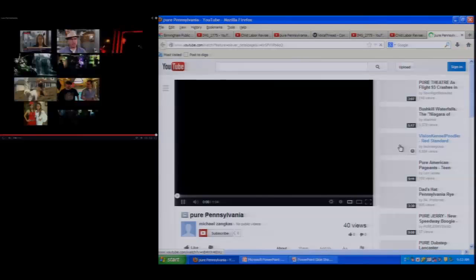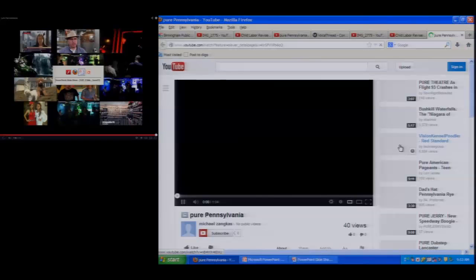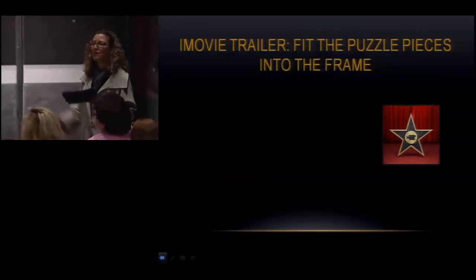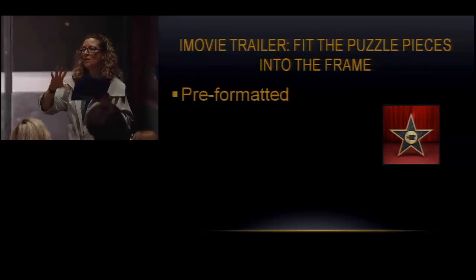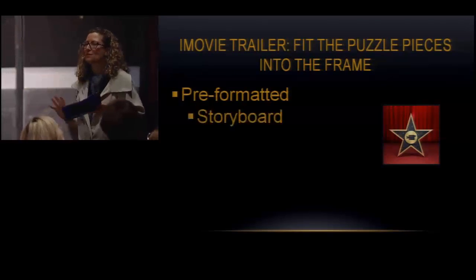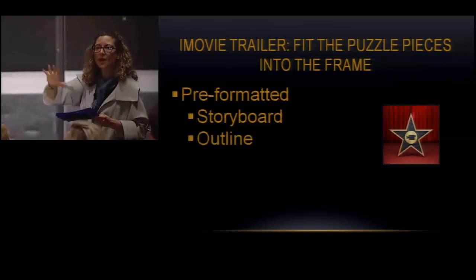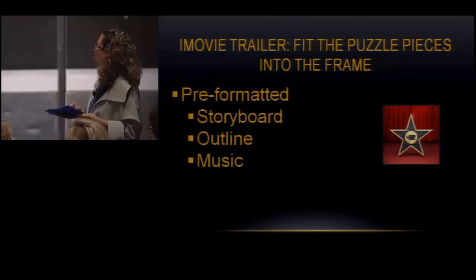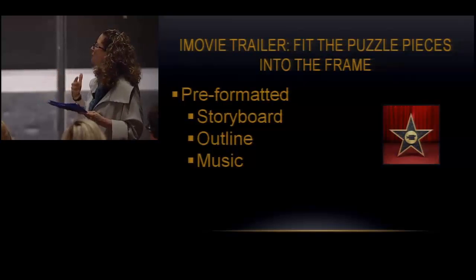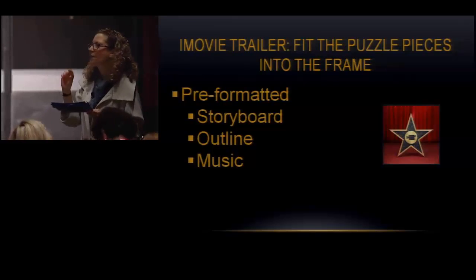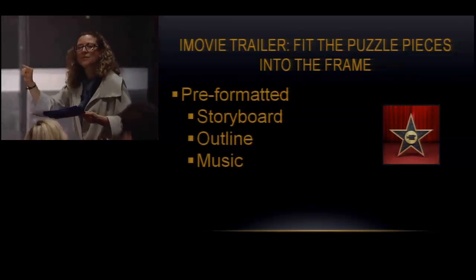So in this case, this movie trailer provides a pre-formatted storyboard and outline. And in the storyboard, there are little pools as well. They take their pictures and just drag and drop them right in there. They can use photos, and they can use pictures that they've drawn. The outline is where they can put in those small bites of text.